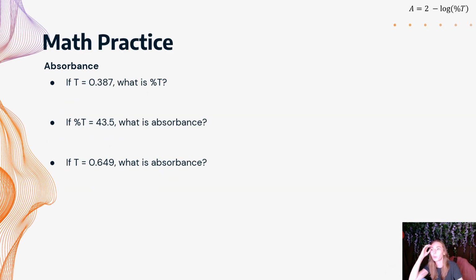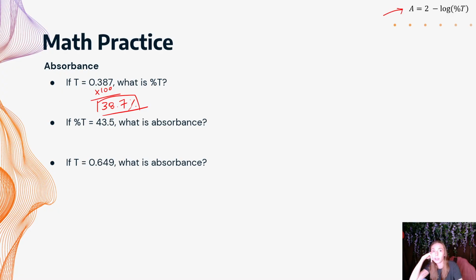Let's do some math real quick. If T equals 0.387, what is percent T? Well, remember a second ago I said that percent T is just T times 100? So that would be that times 100, which equals 38.7%.